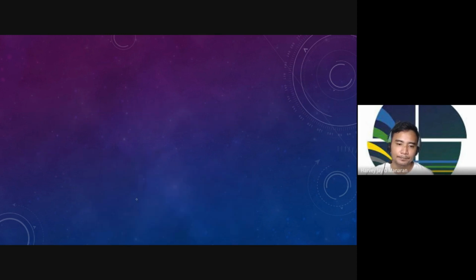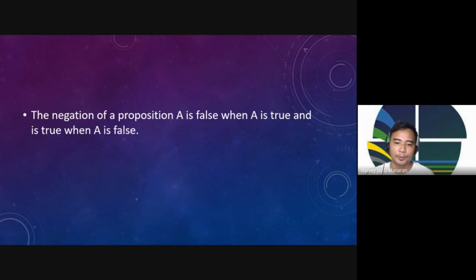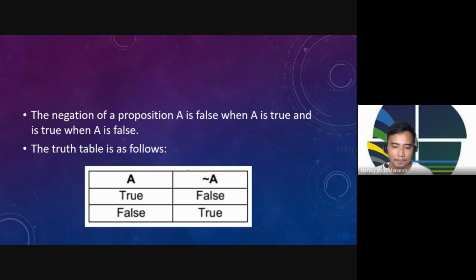Okay, so the negation of proposition A is false when A is true, and is true when A is false. The truth table: A, the negation of A. The negation of true is false. The negation of false is true. It is just the opposite for negation.